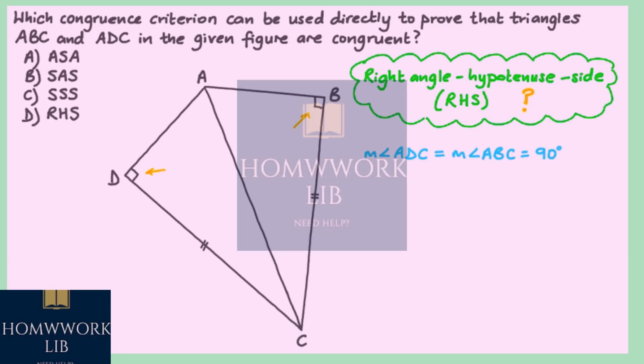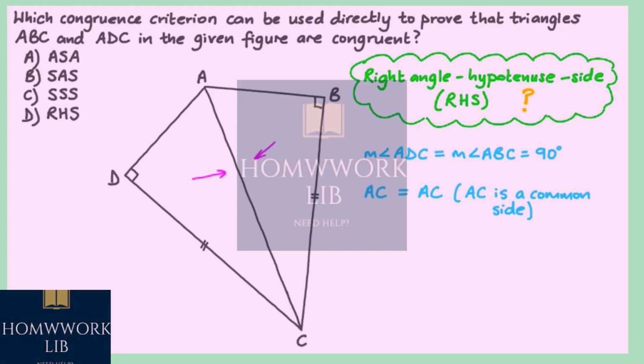We can start by noting down the information about the right angles, as we have the two angles ADC and ABC, which both have a measure of 90 degrees. Next in the criterion would be the hypotenuse of the right triangle. If it's difficult to work out which side is the hypotenuse, it's always helpful to remember that in a right triangle, the hypotenuse is always the side opposite the right angle.